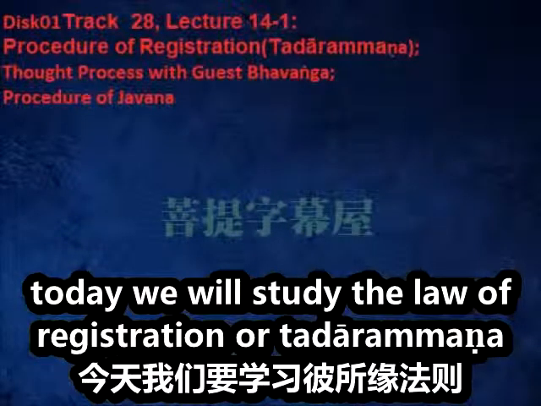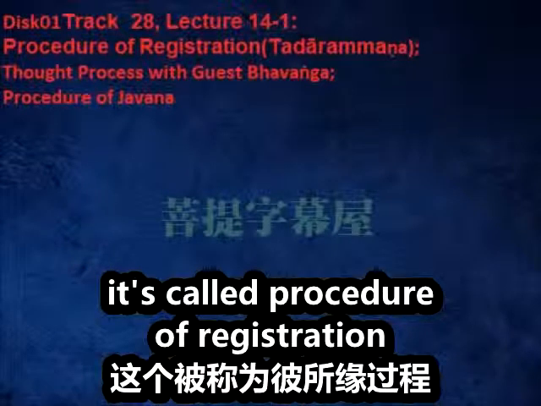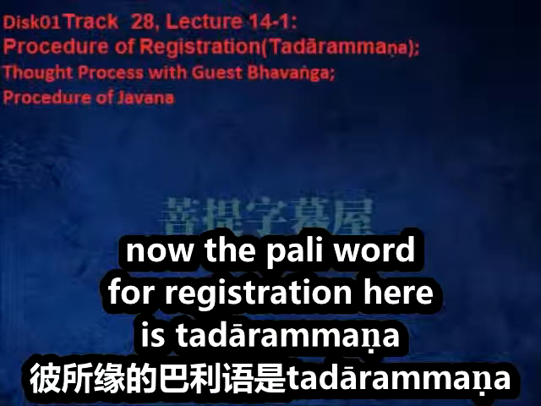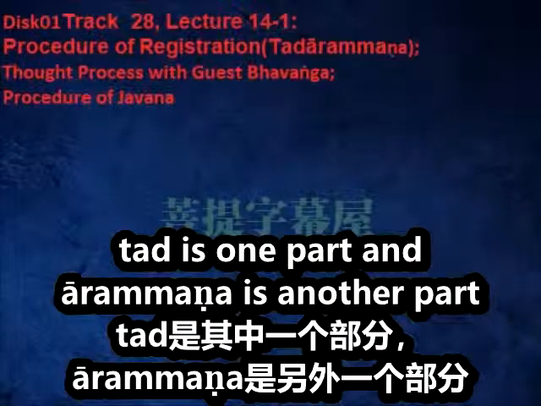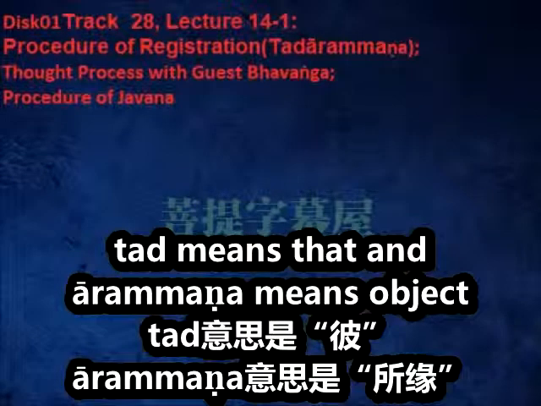Today we will study the law of registration or Tadārammaṇa. It's called Procedure of Registration. Now the Pali word for registration here is Tadārammaṇa. So Tadārammaṇa is made up of two parts. Tad is one part and Aramana is another part. Tad means that and Aramana means object.